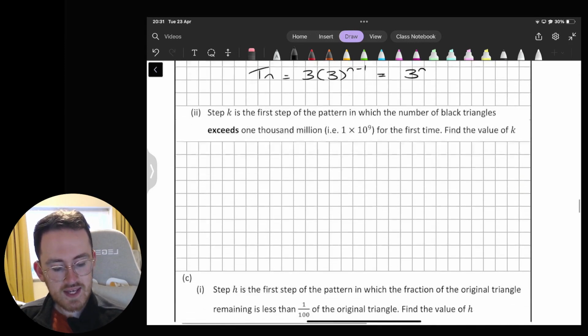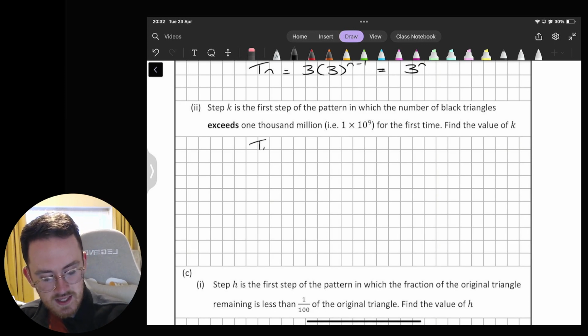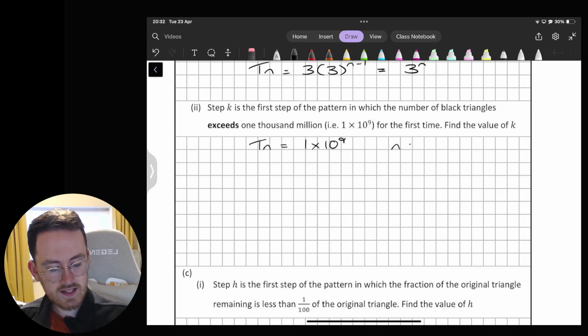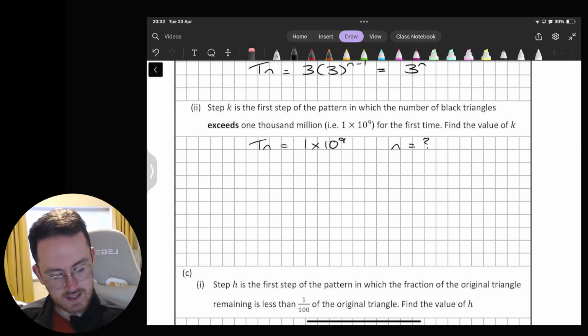Step K is the first step of the pattern in which the number of black triangles exceeds 1,000 million, which is 1 by 10 to the power of 9. Find the value of K. So let's find tn, for which we get 1 by 10 to the power of 9. Let's try and find out what that value of n is, and then we'll know what value of n we have to get to go past that.